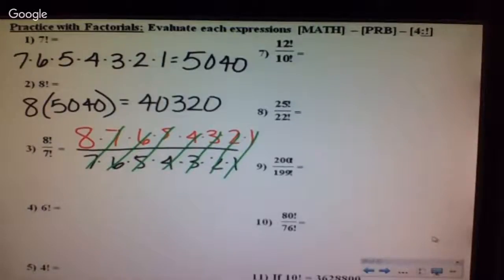Okay, 6 factorial. 6, 5, 4, 3, 2, 1. 720.